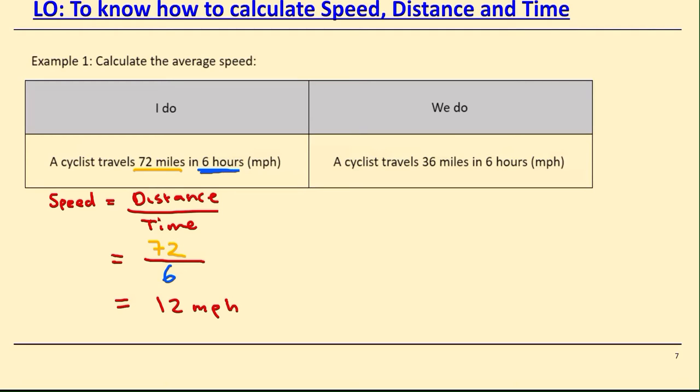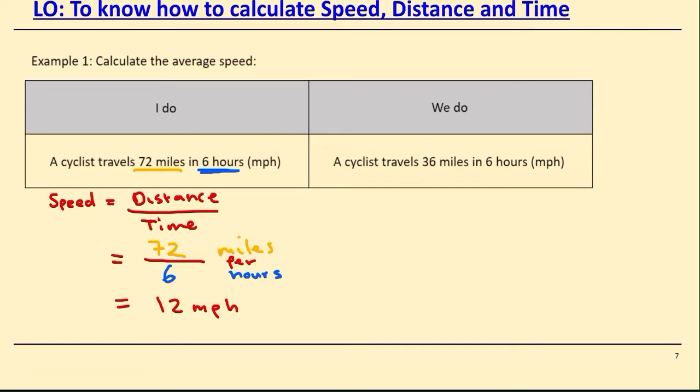So we know that the units is 12 miles per hour because 72 miles, the bar just means per. Per is the Latin word for over, and that's related to division. And the time is measured in hours. So it's going to be miles per hour. So the answer is 12 miles per hour.